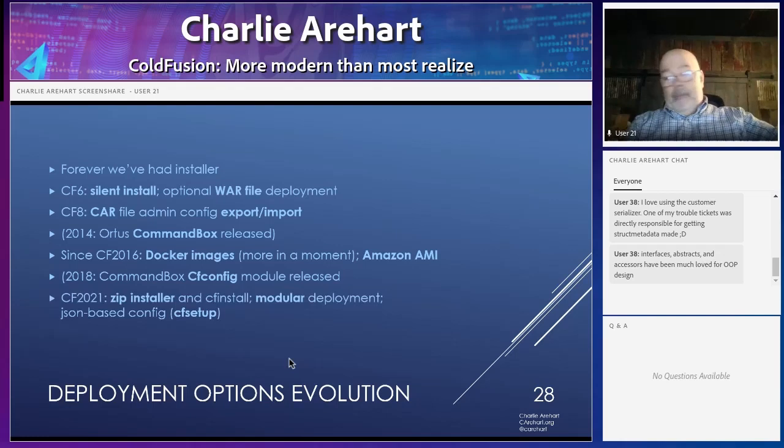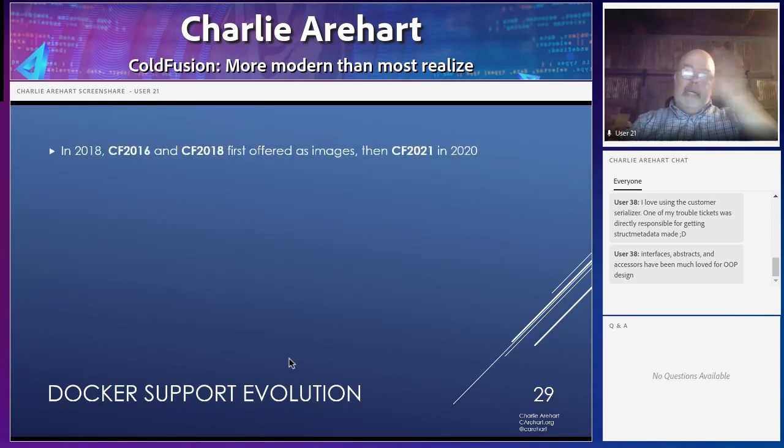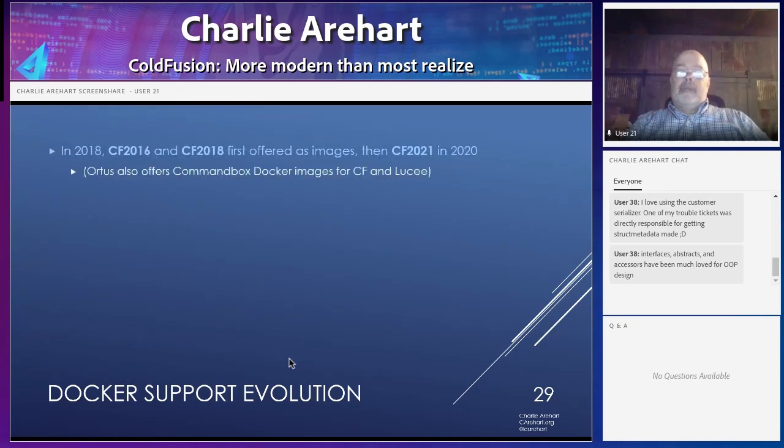And heck, again, we could have a whole talk just on these things that might blow people's minds to think that those were possible. As far as Docker, in 2018, that's when Adobe came out, 4 years ago, with the CF 2016 and 2018 Docker container images. And then in 2020, when it came out, they added the CF 2021 image. So those have been out for a while.